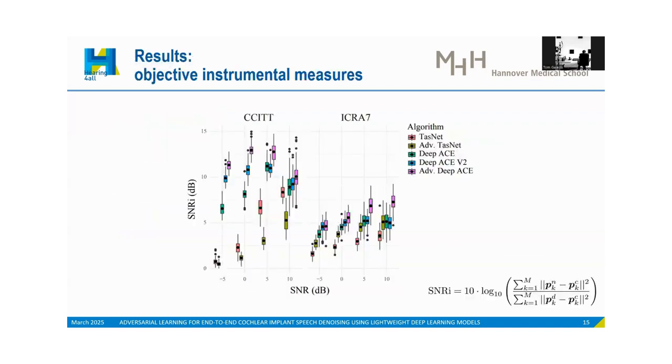And yeah, these are the results. This is the SNR improvement we obtained with the different algorithms, using also TASNet and adversarial TASNet as baselines. We show this for two different noise types, the CCITT and the ECRA7 noises. In both noise conditions, the adversarial deep ACE outperforms the rest of the baselines, but also the other deep ACE models.